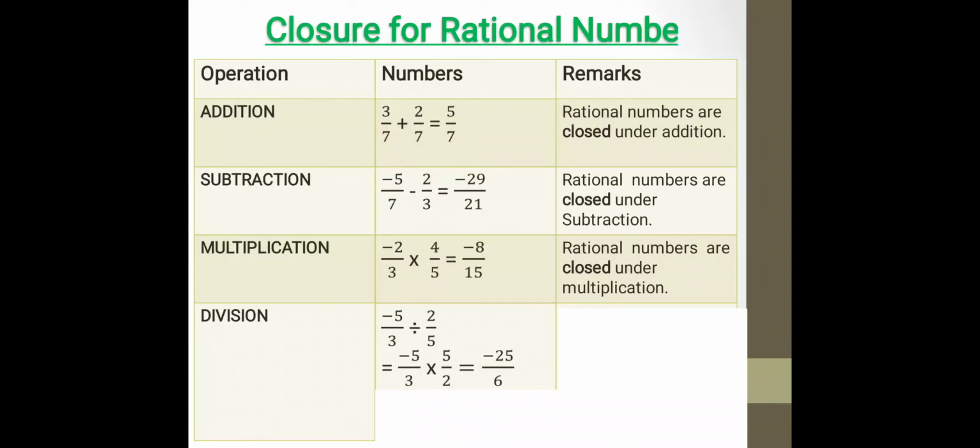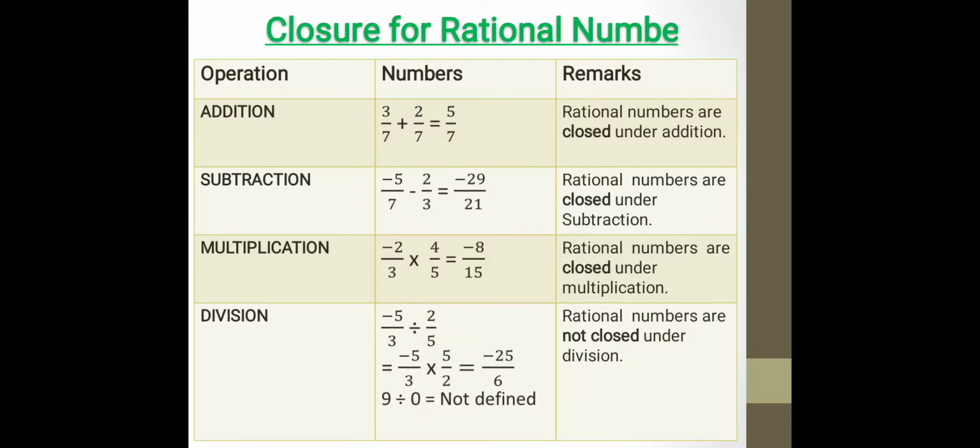Let us take another example. 9 divided by 0, which will be written as 9 upon 0. And we have learnt earlier that a rational number cannot have denominator as 0, which is not defined. Therefore, when we divide two rational numbers, the answer may not always be a rational number. Therefore, rational numbers are not closed under division.